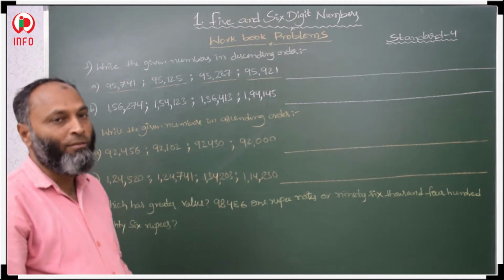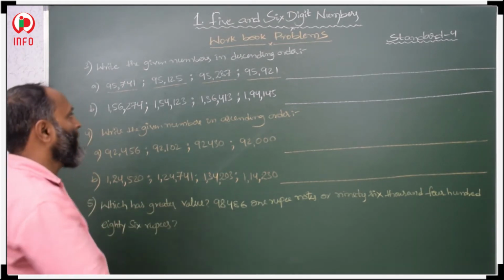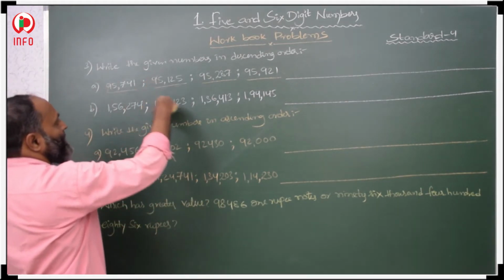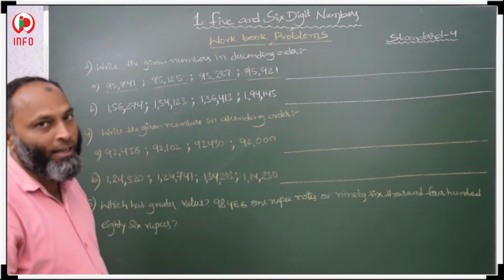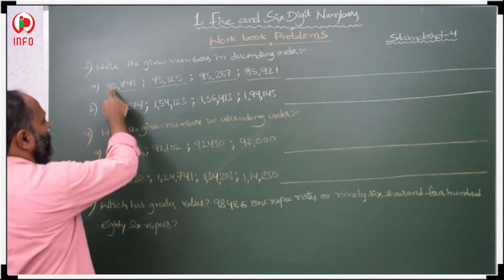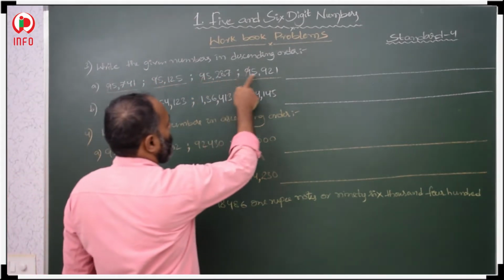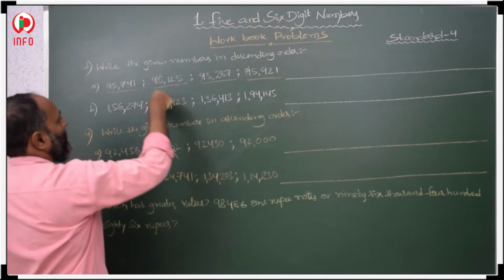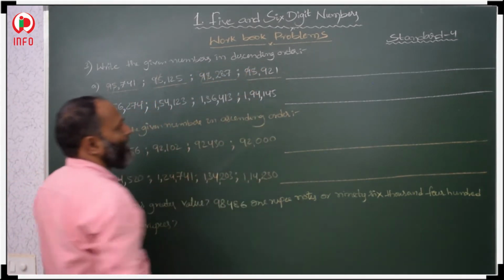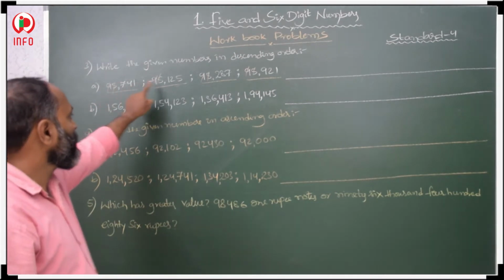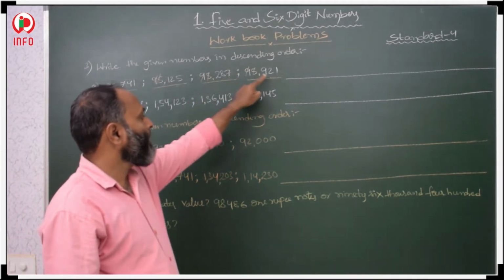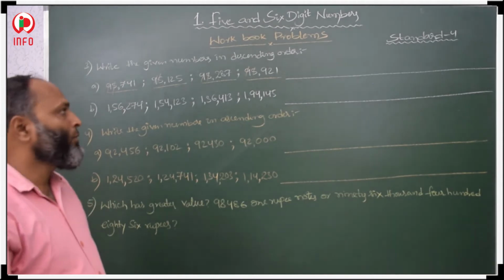Now we have to compare from left to right. In the ten-thousands place, 9, 9, 9, 9 is there. In all 4 they are equal. Next, in the thousands place 5, 5, 5, 5, and they are also equal. Now we go to the hundreds place: 7, 1, 2, 9.